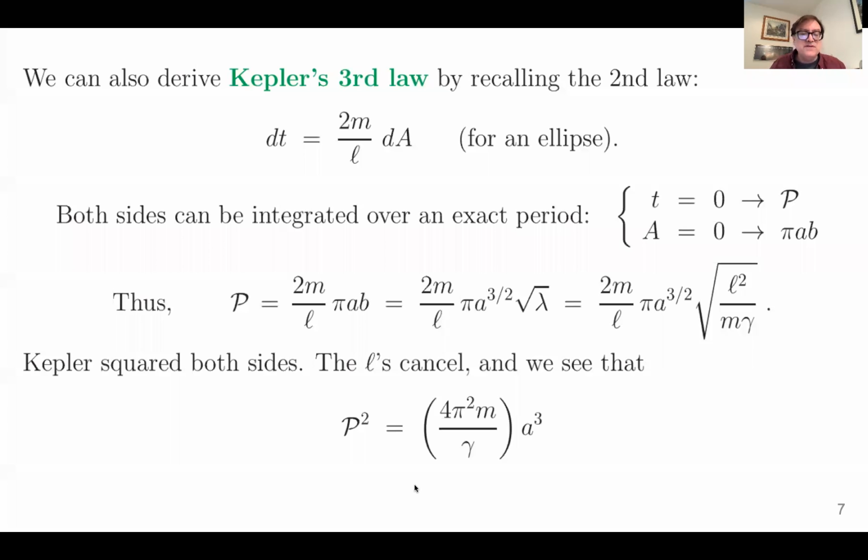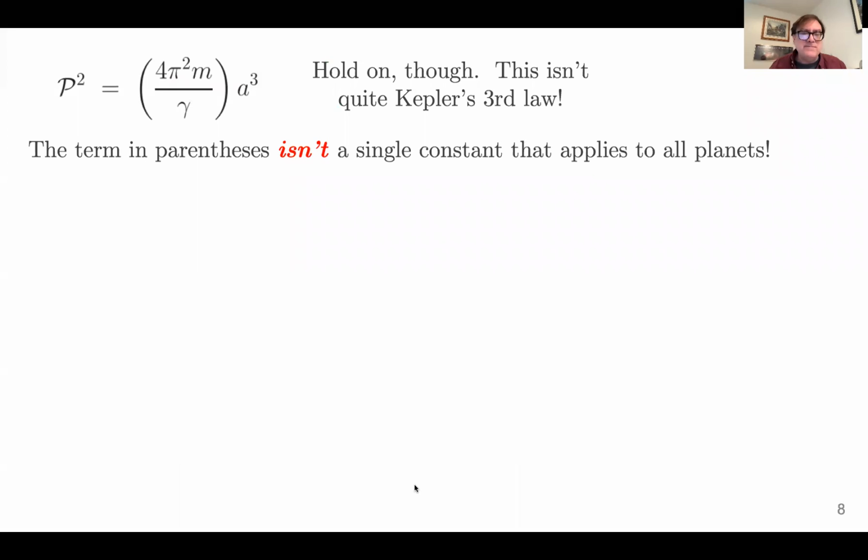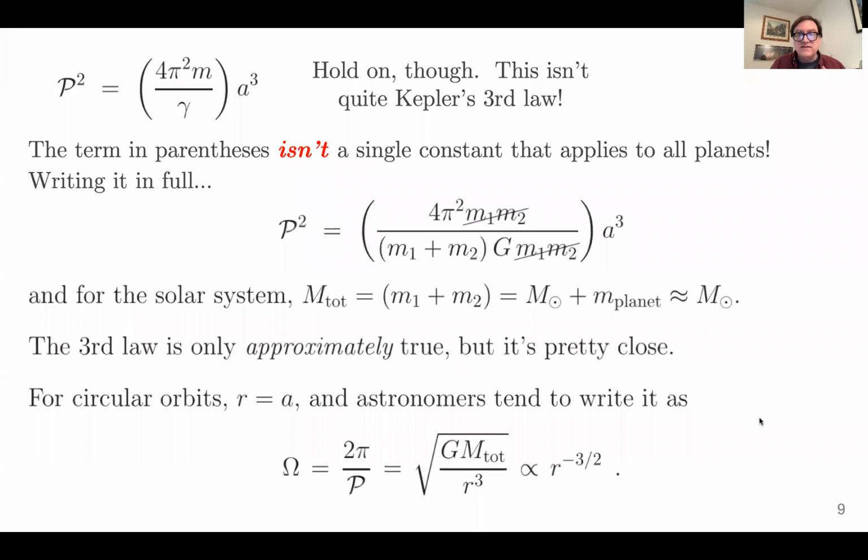Is it exactly Kepler's third law? Not quite, because remember what Kepler said was that all of the different planets of our solar system have this proportionality, and that the thing in parentheses, that proportionality constant, is just a single constant that you can use for all the planets. But if you look carefully, it's really not. The M is the reduced mass, and that contains an M1 and an M2, the mass of the sun and the mass of the planet. The gamma is also G times M1 times M2. So this thing in parentheses depends on the mass of each different planet, but it turns out not by that much.